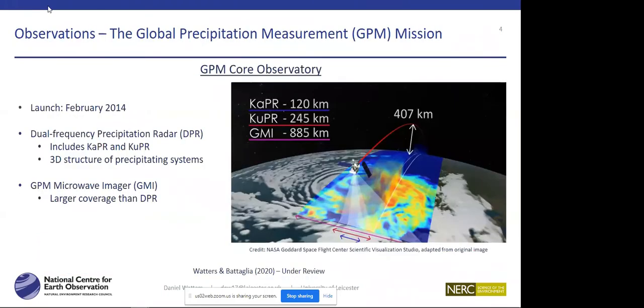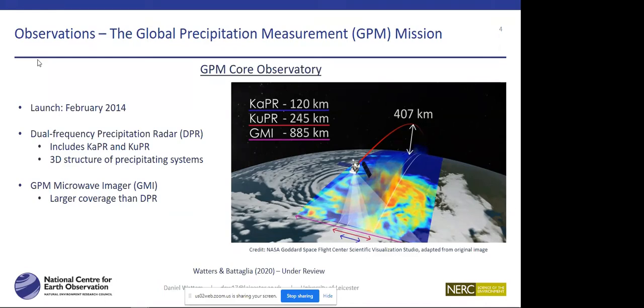Okay, so in terms of observations, I use the Global Precipitation Measurement Mission, which is operated by NASA and the Japanese Space Agency. Here in this diagram, I show you the core observatory, the main satellite of the GPM mission. This launched in February 2014. It has 2 instruments on board for measuring precipitation. So it has a radar, which measures at 2 frequencies.